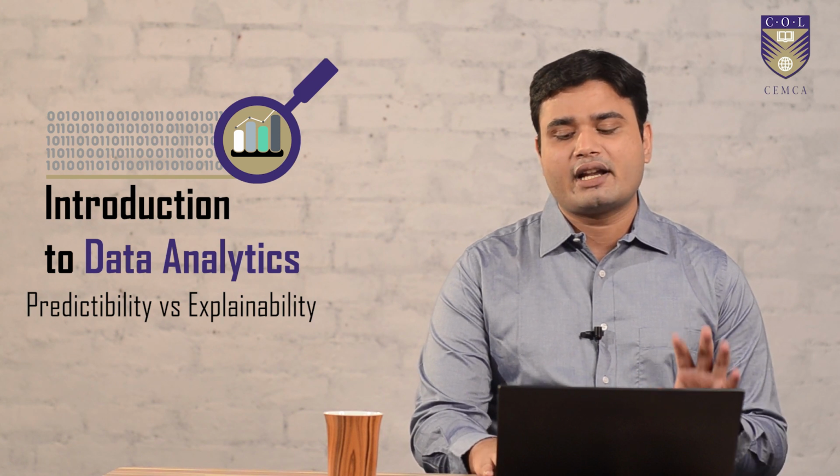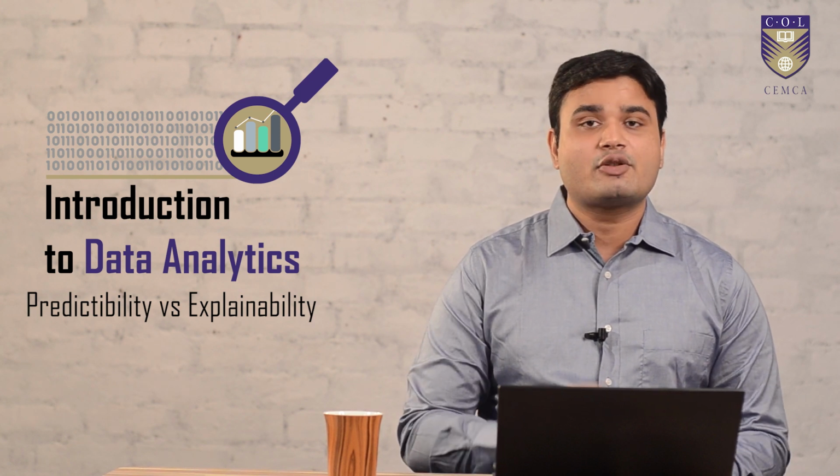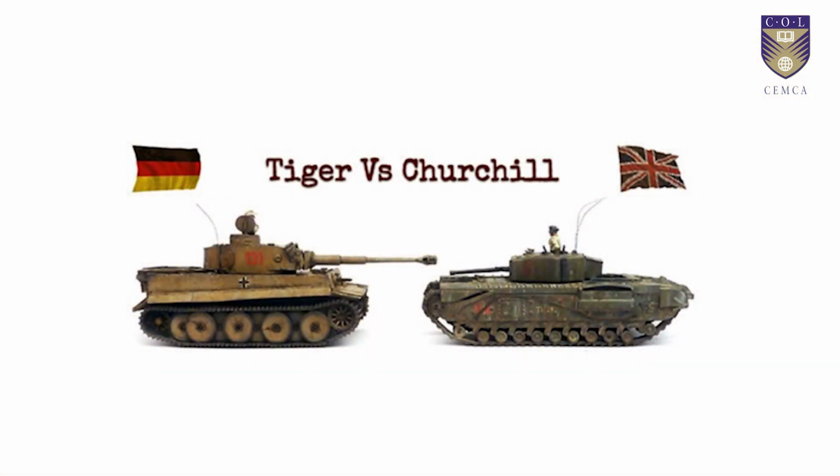Let's take a look into history first. Let's go back to the World War II scenario. In World War II, we all know about Tiger tanks. Tiger tanks were used by Germans. They were well renowned for their speed and agility. But on the other hand, English people had Churchill tanks. Churchill tanks were heavily armored tanks, but they moved very slowly. So given a layman, he would always prefer a Tiger tank because it is fast, it is dynamic.